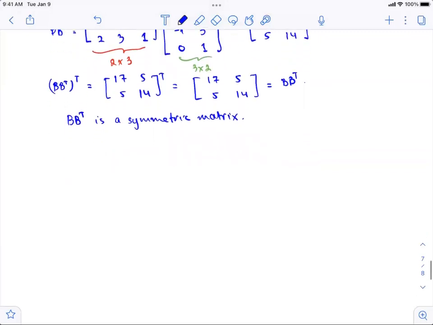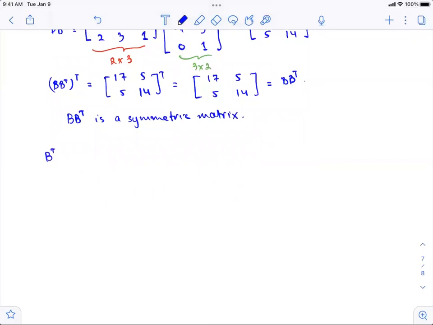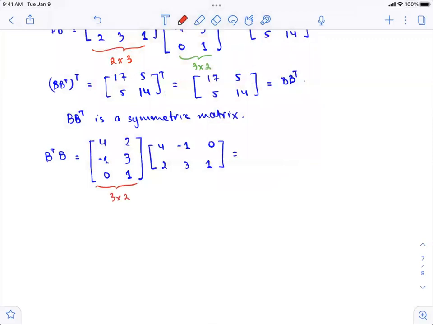The next calculation is B transpose times B. So B transpose is [4, -1, 0; 2, 3, 1], and you multiply it with B, which is [4, 2; -1, 3; 0, 1]. Again, one matrix is a 3 by 2 matrix and the other is a 2 by 3, so the resulting matrix has to be a 3 by 3 matrix.